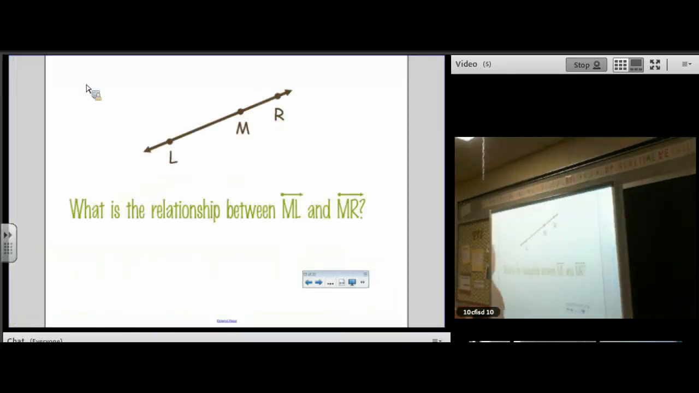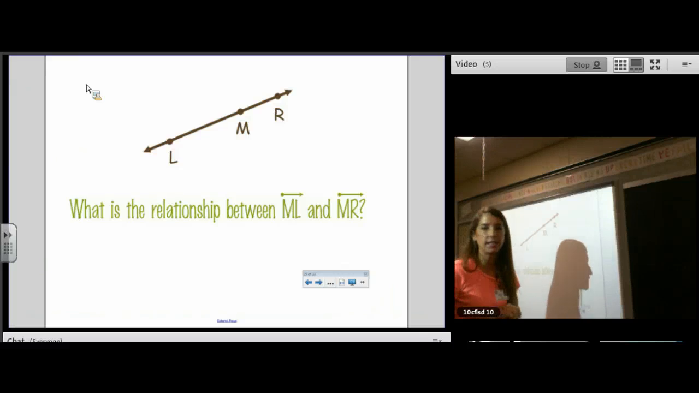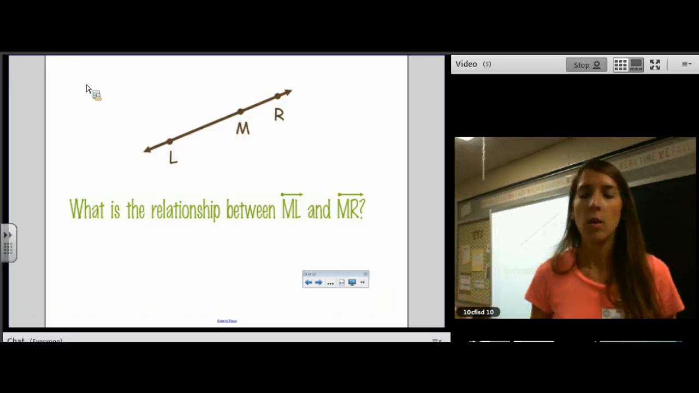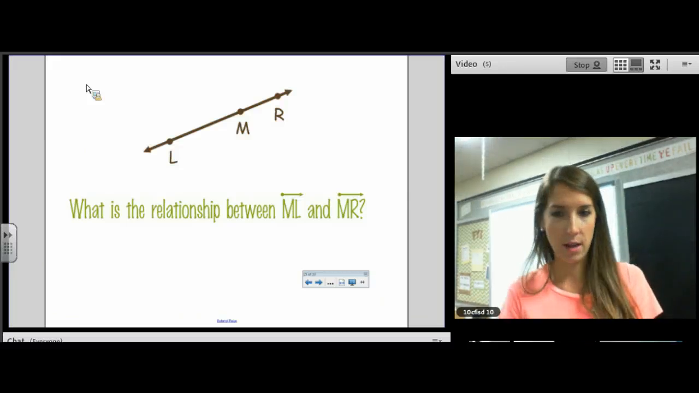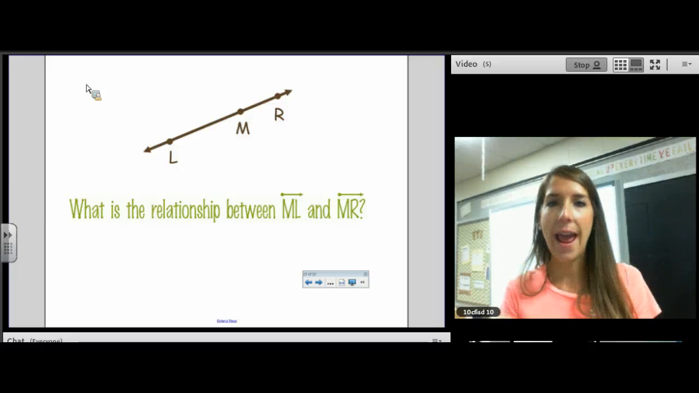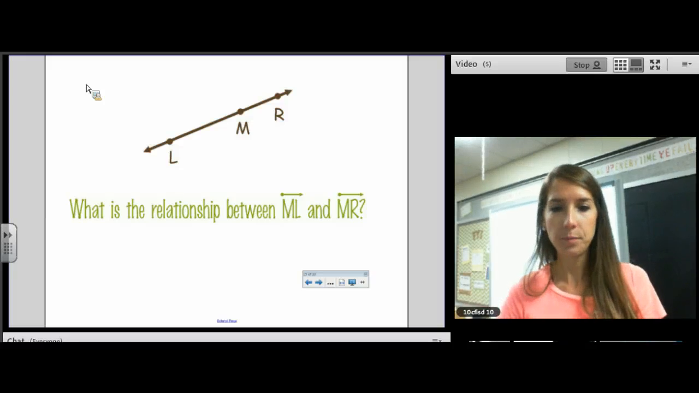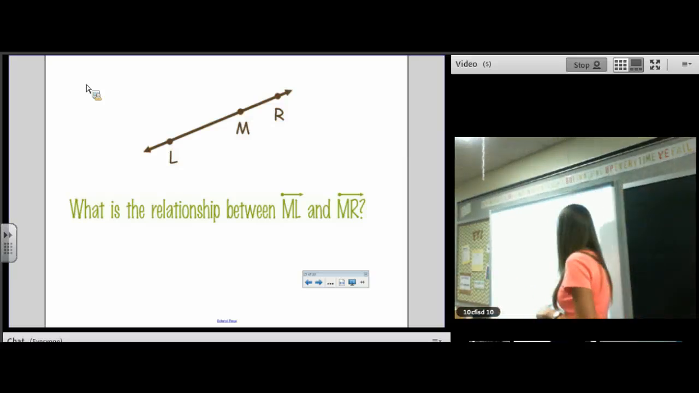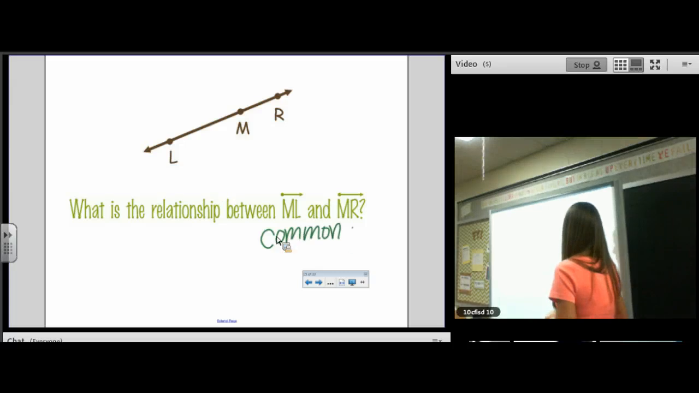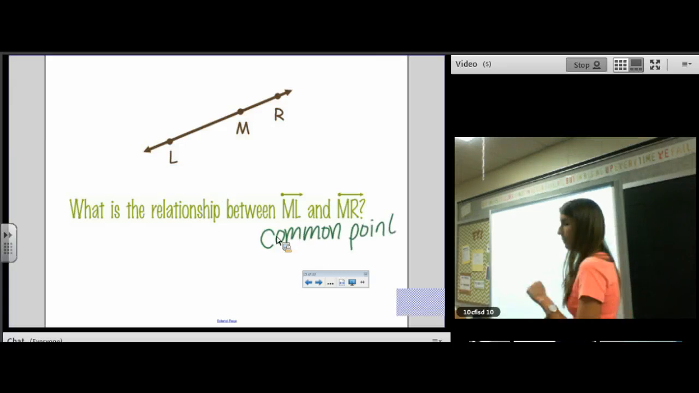So, I want you to take a look at this very, very simple picture. What is the relationship between Ray ML and Ray MR? Good. They have a common point. Someone said they intersected at M. They share a common point, and that's M. That's good.